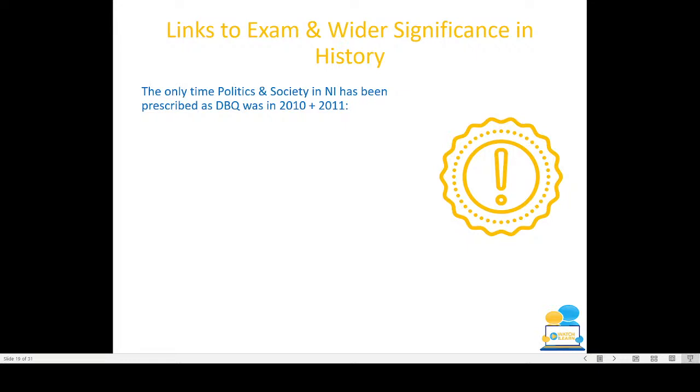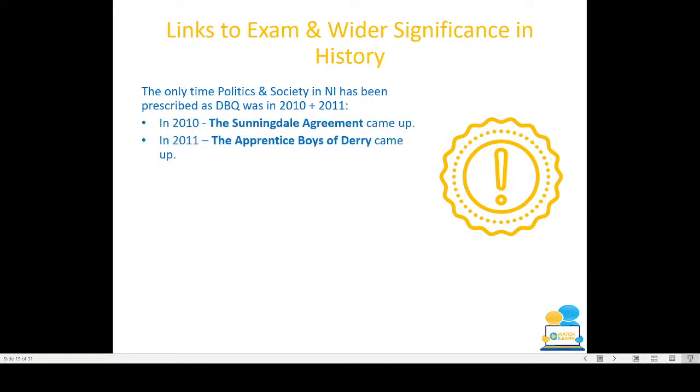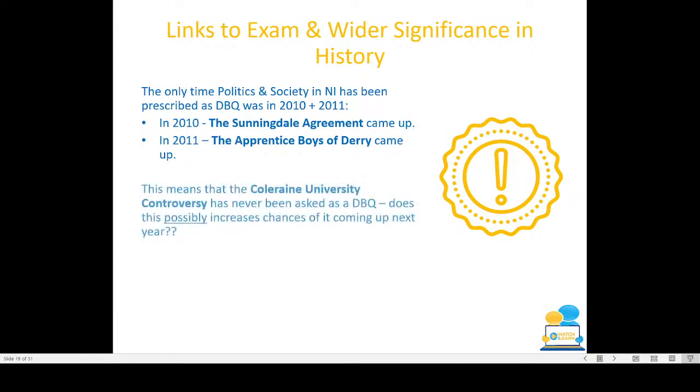So the only time politics and society in Northern Ireland has been prescribed as a documents-based question was in 2010 and 2011. So in 2010, the Sunningdale Agreement came up, and in 2011, the Apprentice Boys of Derry came up. Now, this means that the Coleraine University Controversy has never been asked as a documents-based question before.